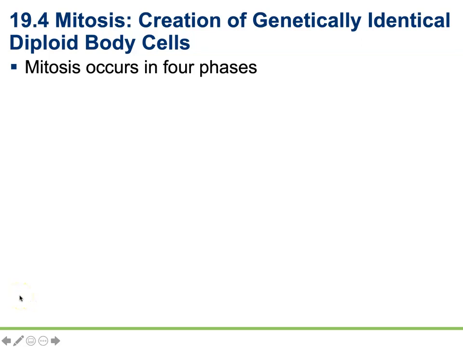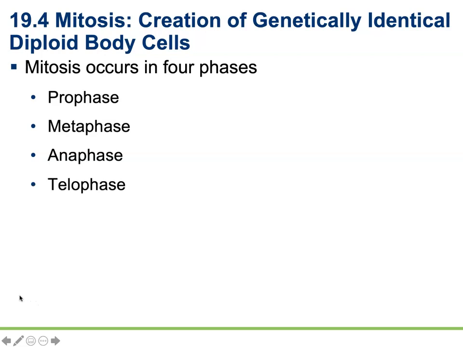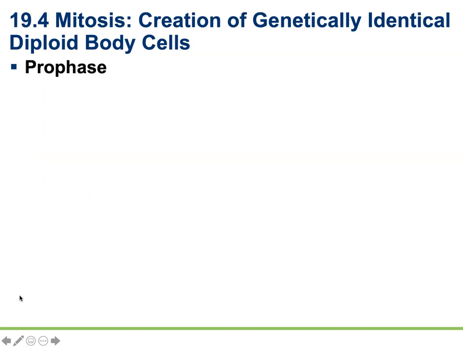Mitosis is going to occur in four phases: prophase, metaphase, anaphase, telophase, and then we're going to move in from that point into cytokinesis. We'll go through each one of those phases individually. In prophase, chromatin is going to condense down and form a chromosome as DNA wraps around the histones.